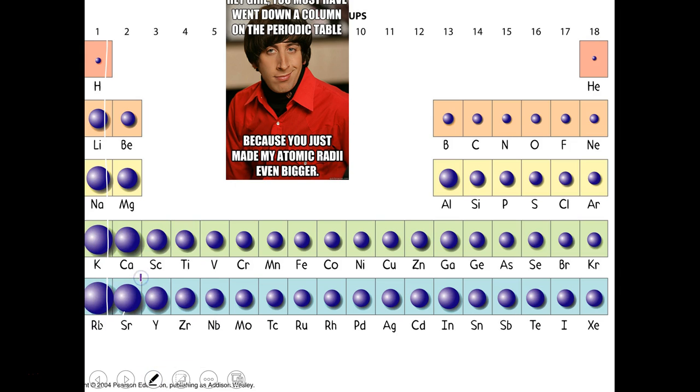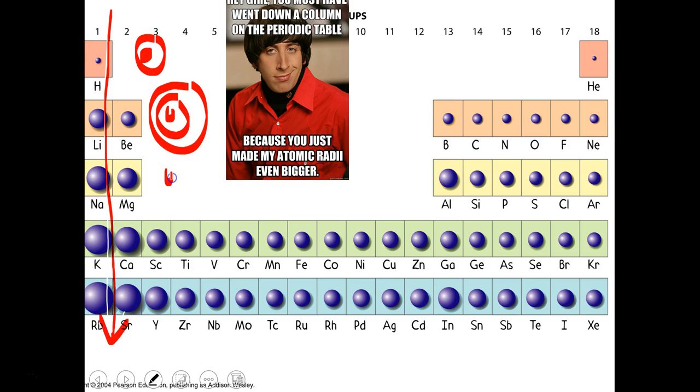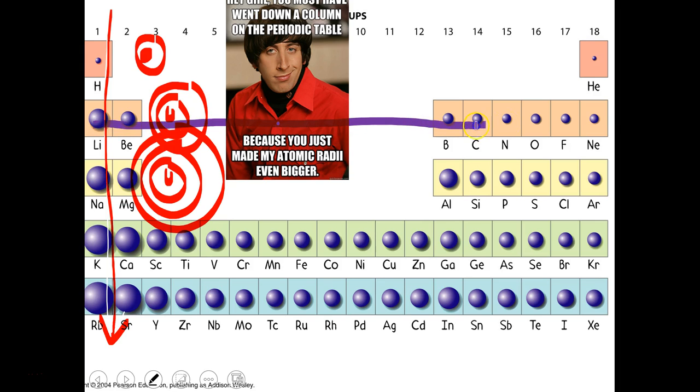Ooh, that's not a good color. Let me try this again. So as we go down the periodic table, it gets bigger. And that should be pretty easy to understand because, hey, we've got more floors in our hotel, so our building's going to be taller. So yes, the atom is going to get bigger as you go down a group. Now let's talk about as you go across. As you go across, you should notice it gets smaller.